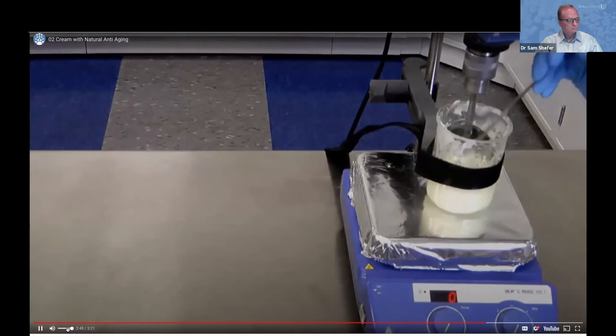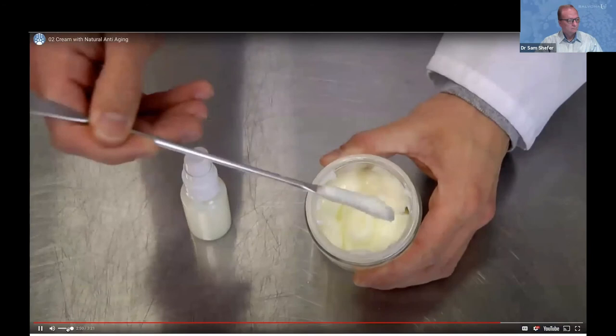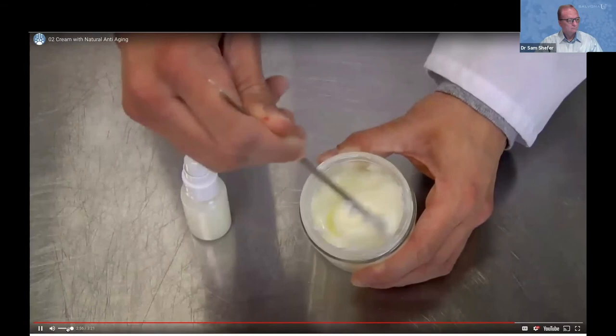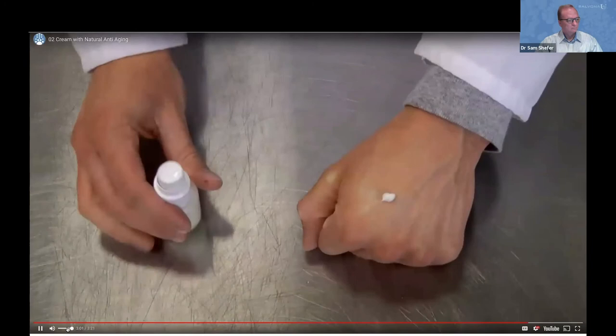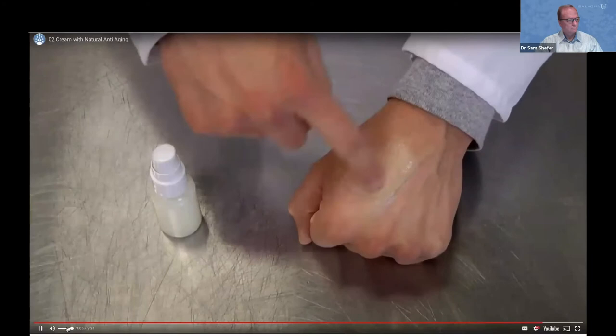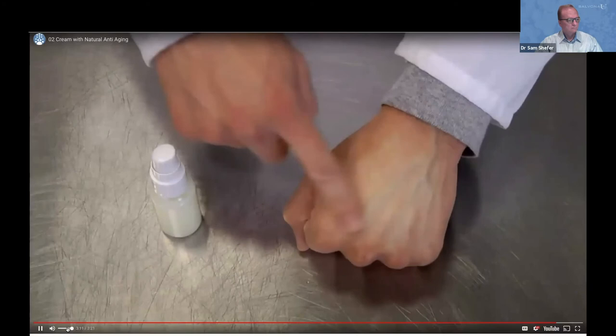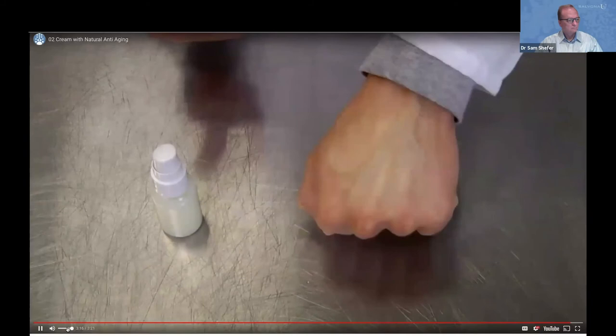Here is the final formulation of the cream. As you can see, it's much thicker than a lotion would be. As such, it provides a lot of moisturization. Here is what the cream looks like being applied to the skin. A very small amount is used, and then that is spread around the area. This absorbs very quickly and is extremely moisturizing while providing the benefits of retinol and our Salsphere Natural Anti-Aging, which has the apple extract and resveratrol.